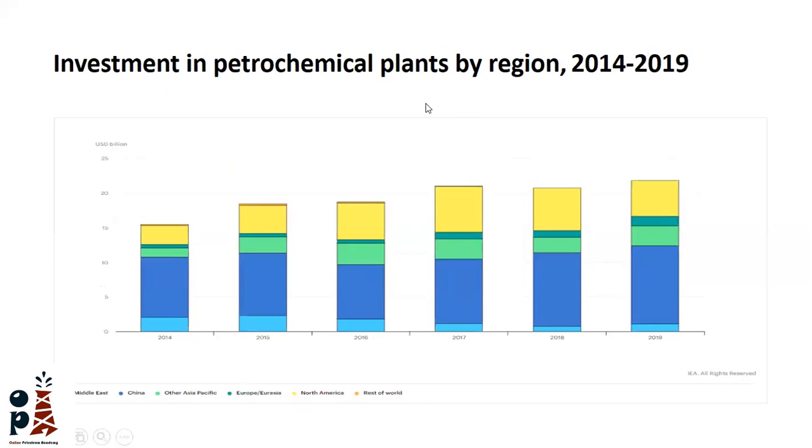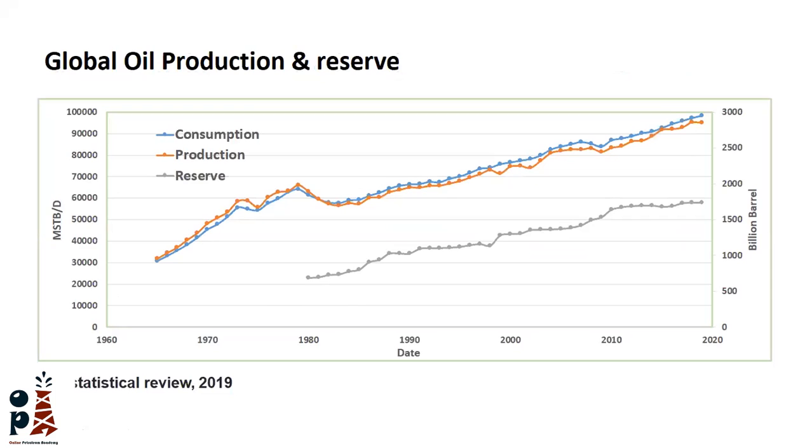Also, investment in downstream: we found that the major player in this investment is China, which consumes much oil to produce petrochemicals like plastics and fibers. So all the time we will find that China consumes more oil to manufacture plastics and fibers. So the first part we talked about is investment; now we will talk about global oil production and reserves.